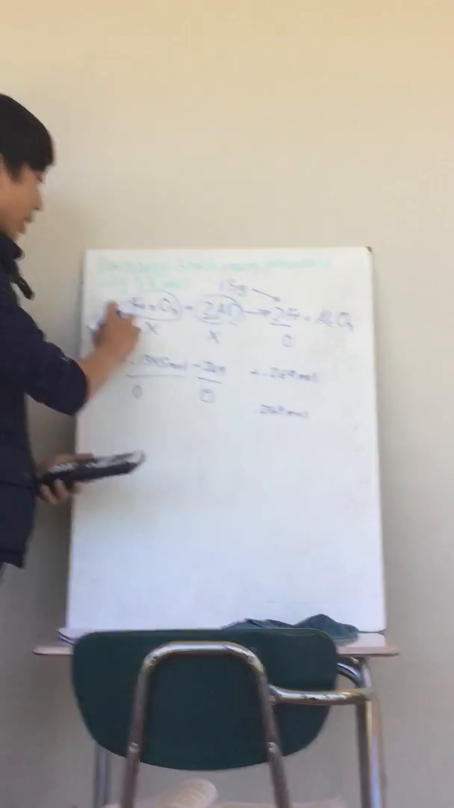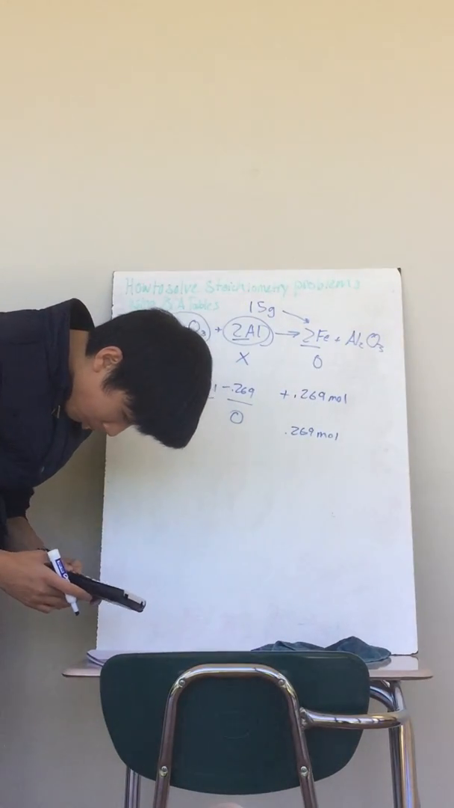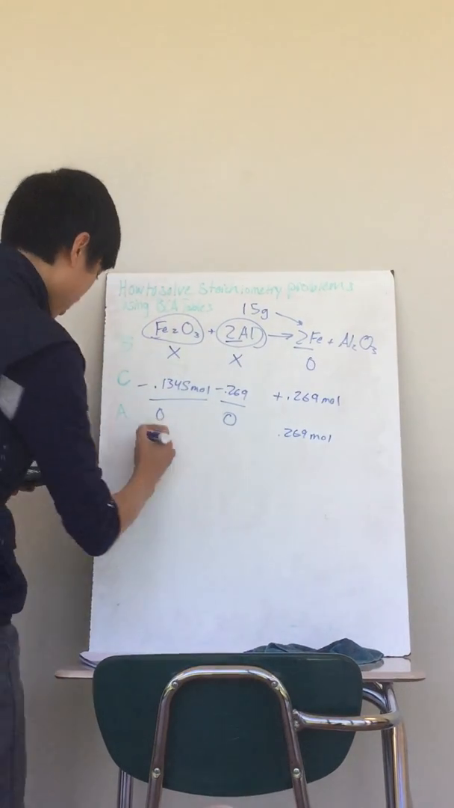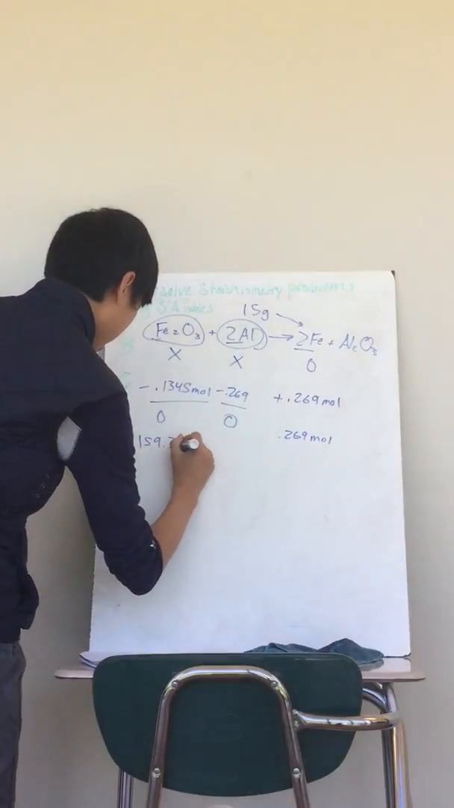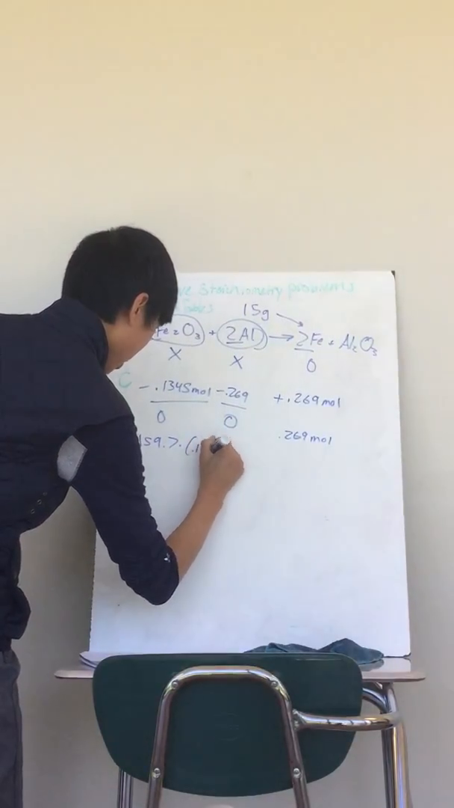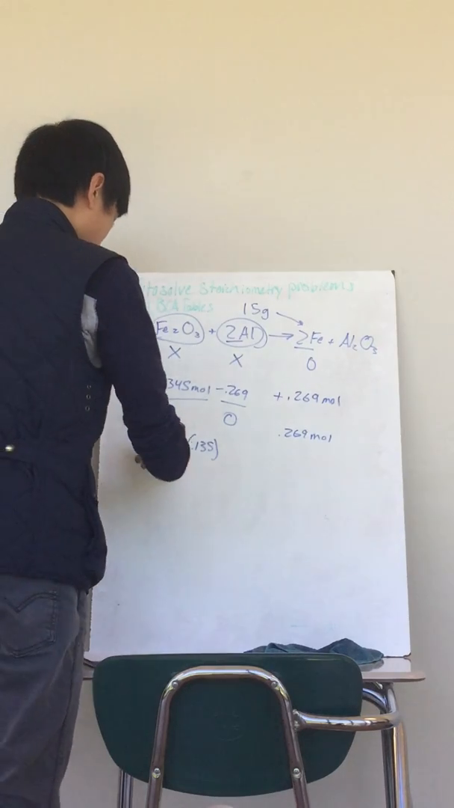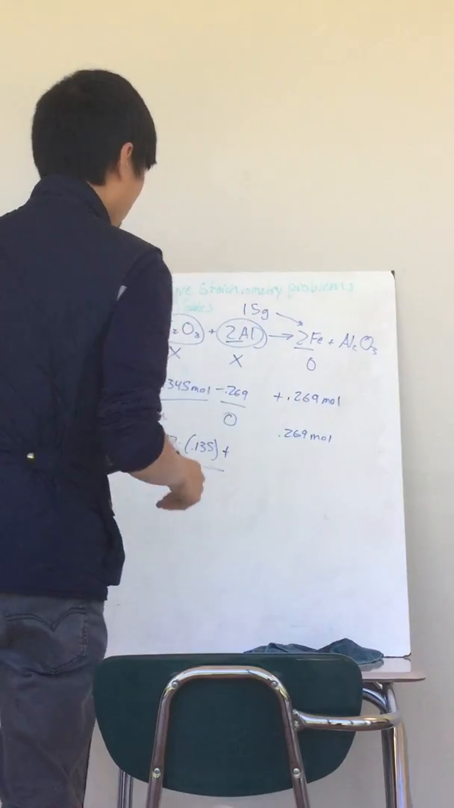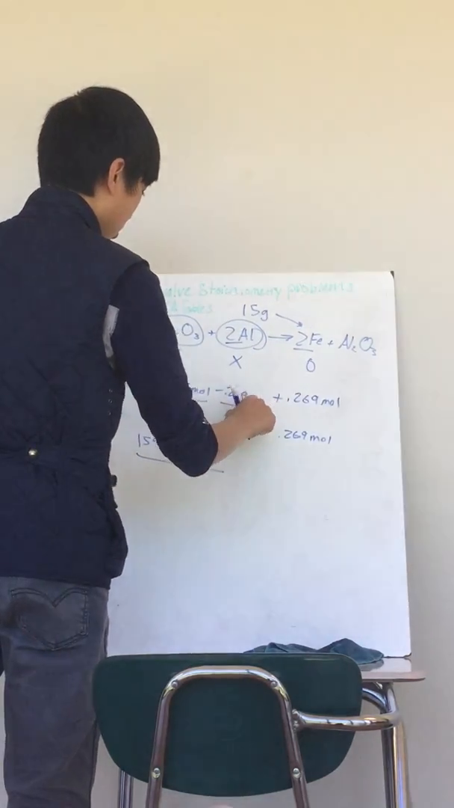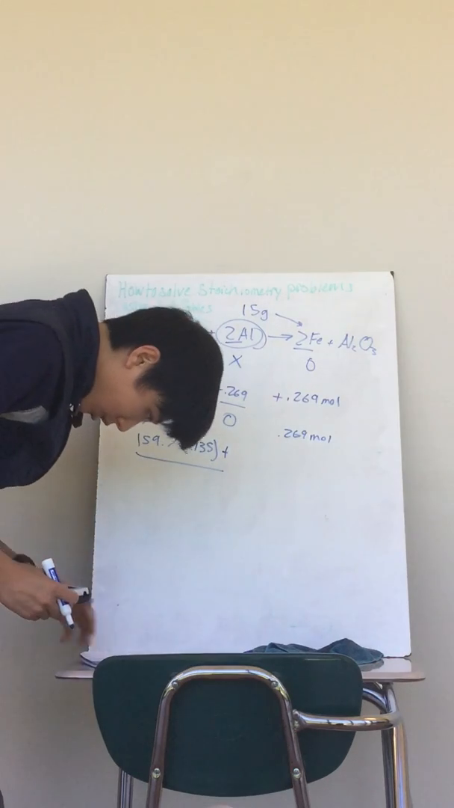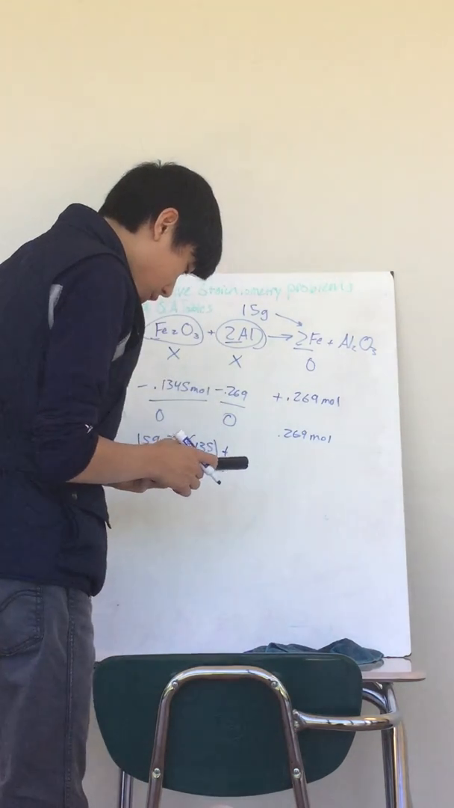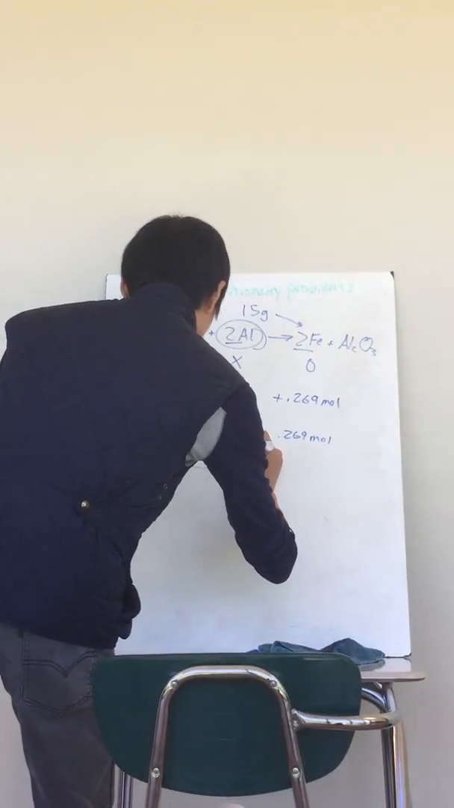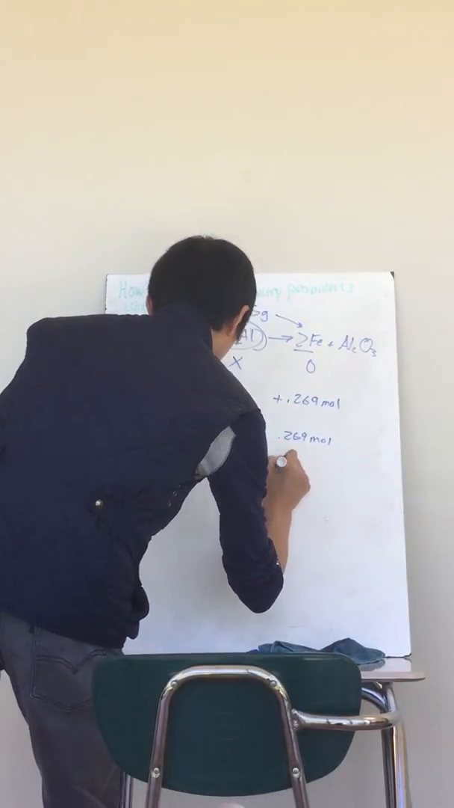Now the molar mass of Fe2O3 is 55.85 times 2 plus 48, so it gives you 159.7, times 0.1345. That's the grams for this. And for the Al, you multiply by the molar mass of Al. Al is 26.98 times 0.269. That gives you 7.2 grams.